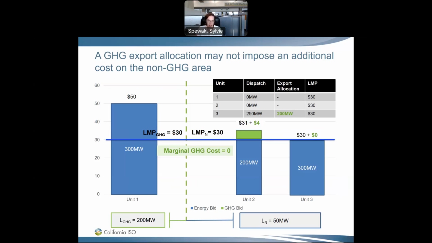Load in the GHG area will pay $30 per megawatt hour for 200 megawatts of capacity, and load in the non-GHG area will pay $30 per megawatt hour for 50 megawatts of capacity. But because Unit 3 gets this export allocation, Unit 3 will still have to fulfill the reporting obligations that come with the 200 megawatt export allocation it receives. Because it has a zero GHG bid adder, it likely doesn't have to pay any compliance instruments to cover those emissions.